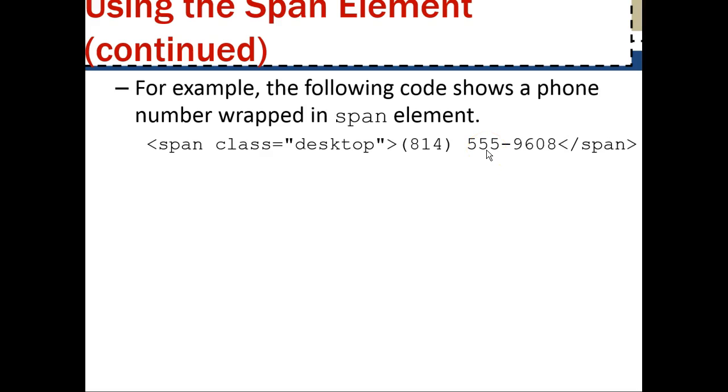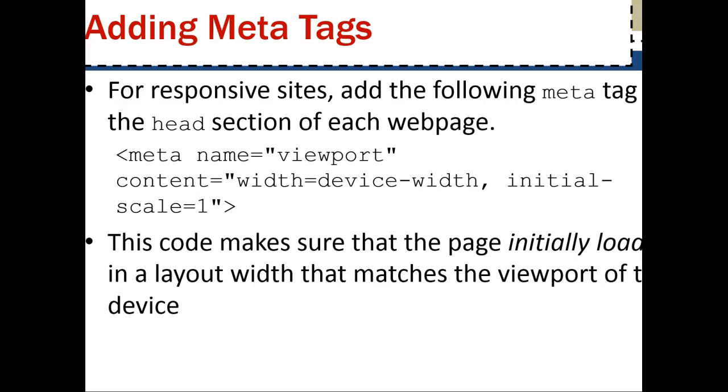This code defines the telephone number as part of the span element and assigns the span element to the desktop class. Now the style rule for the desktop class will apply to the phone number. In this case, the phone number will be hidden on a mobile viewport. Later, we can create style rules to display the phone number on tablet as well as desktop viewports.